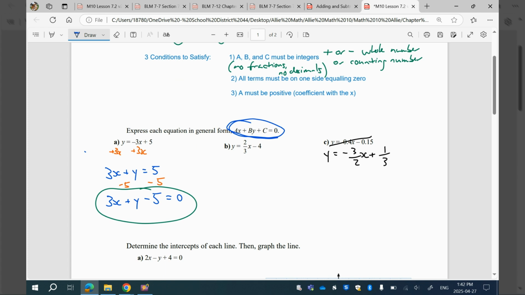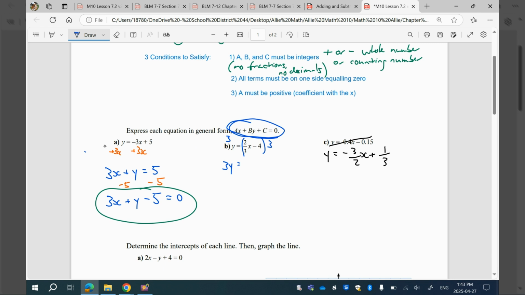We don't have all of our terms on one side. We do have a positive x, but we don't have an integer for the coefficient. We have a fraction. So let's deal with the fraction first. It's currently being divided by 3. To get rid of it, we're going to need to do the inverse operation. So we're going to need to multiply this whole side by 3. And what we do to one side of our equation, we need to do to the other. So we need to multiply this y by 3 as well. And so we'll get 3y equals 3.